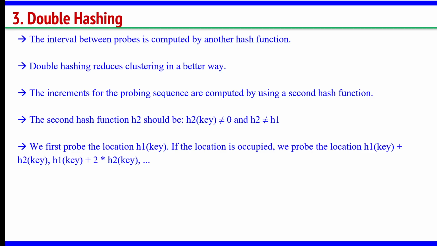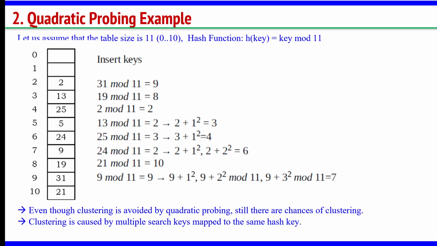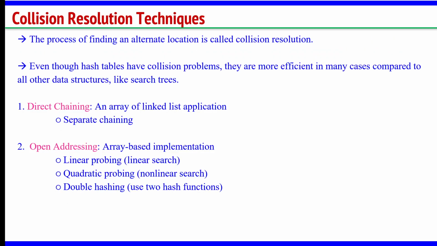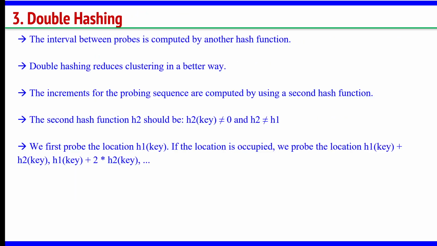So, the third method in open addressing is double hashing. Closed hashing or open addressing, we have three techniques: linear probing, quadratic probing and double hashing. So, this one is the third and the last one. Let us see what double hashing is.